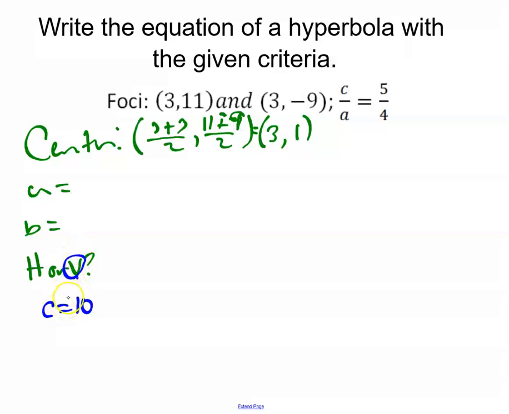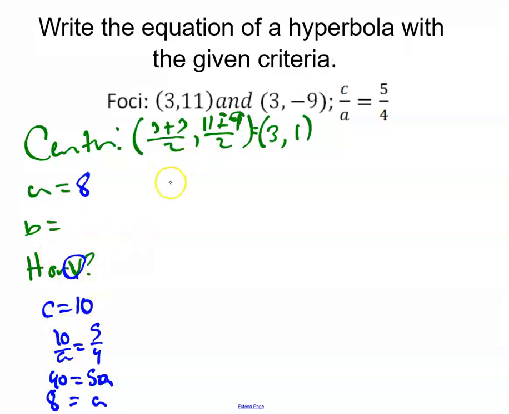We've got c over a equals 5 over 4, so that's 10 over a equals 5 over 4. 40 equals 5a, a equals 8. So again, I just cross multiplied 10 times 4, 5 times a, and solved for a.